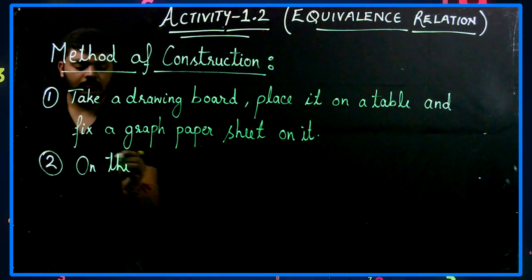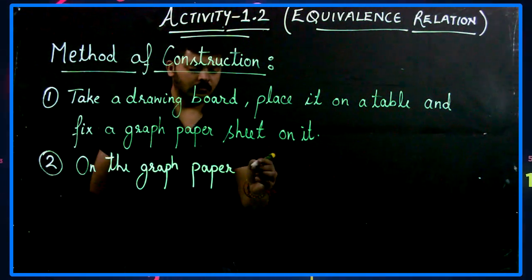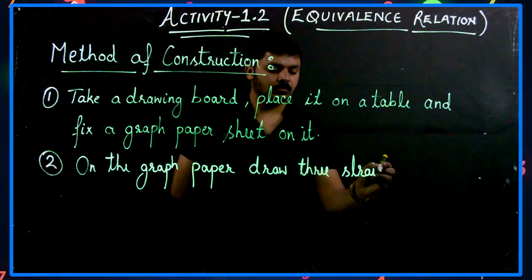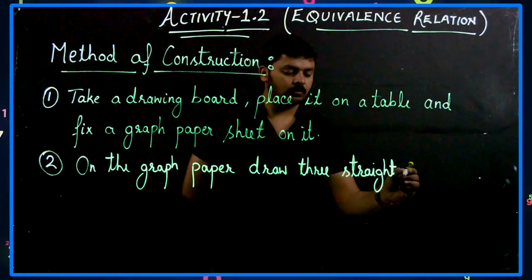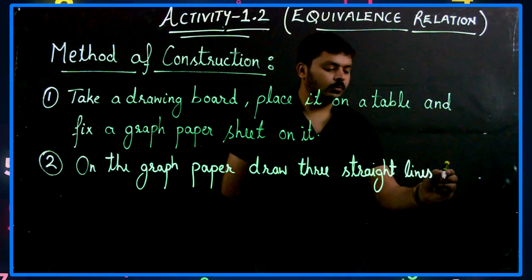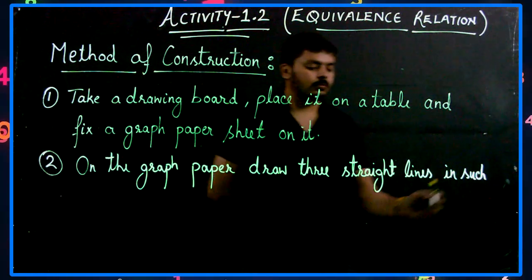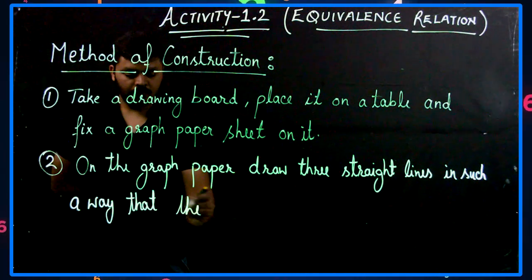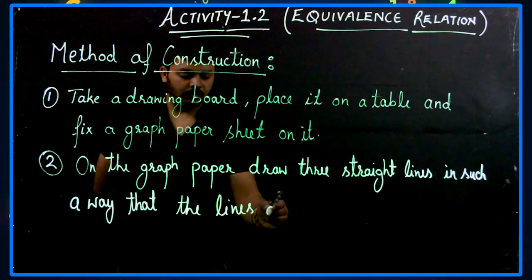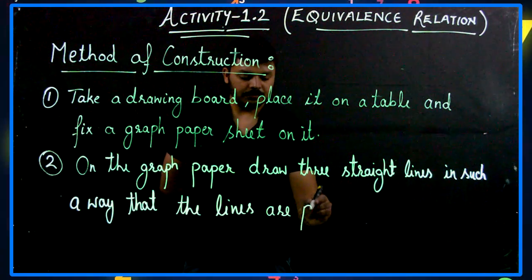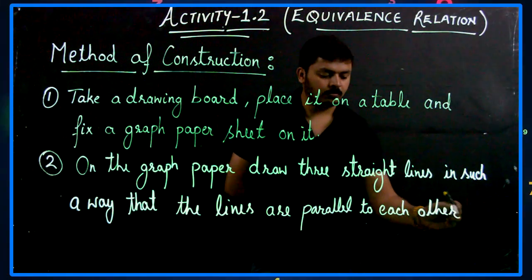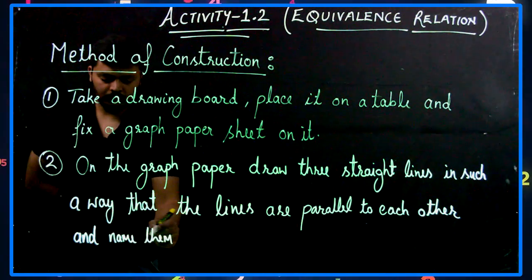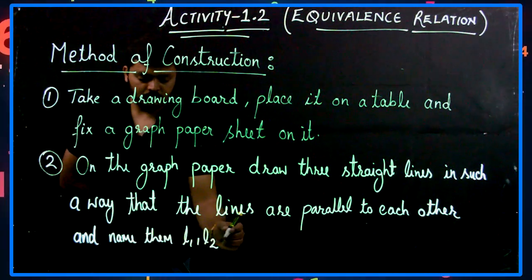On the graph paper, draw 3 straight lines in such a way that the lines are parallel to each other, and name them L1, L2 and L3.